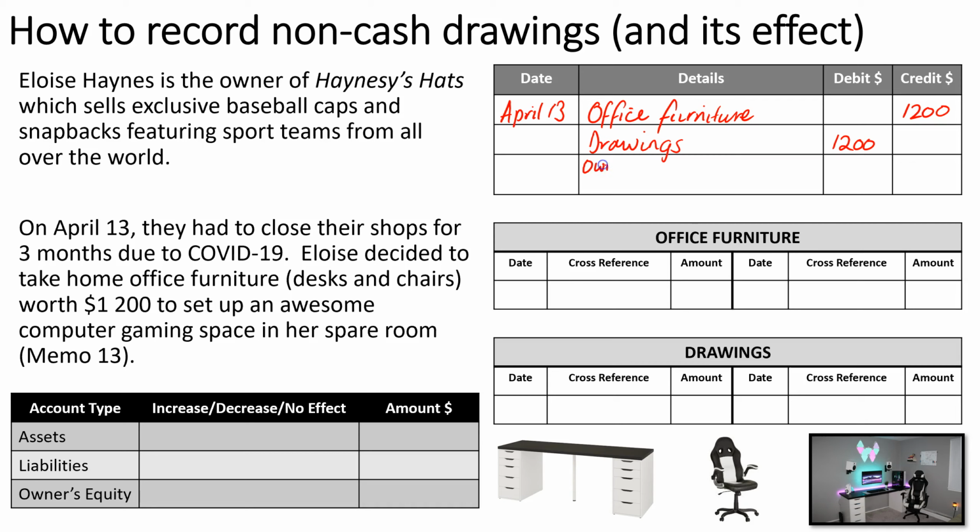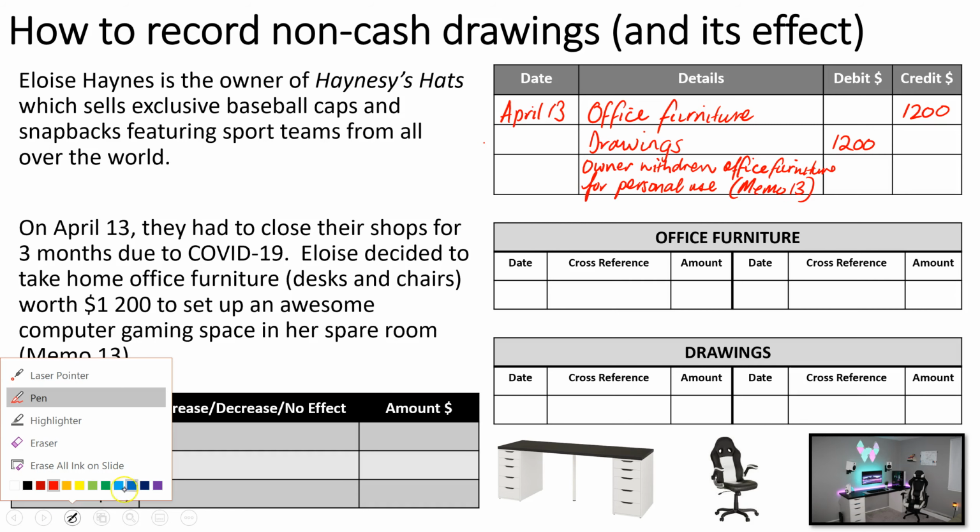So once again, we write a memo to explain what's happening. So we can simply say owner withdrew office furniture for personal use, and of course we put our source document, what's verifying that transaction, Memo 13. So that is for our general journal.